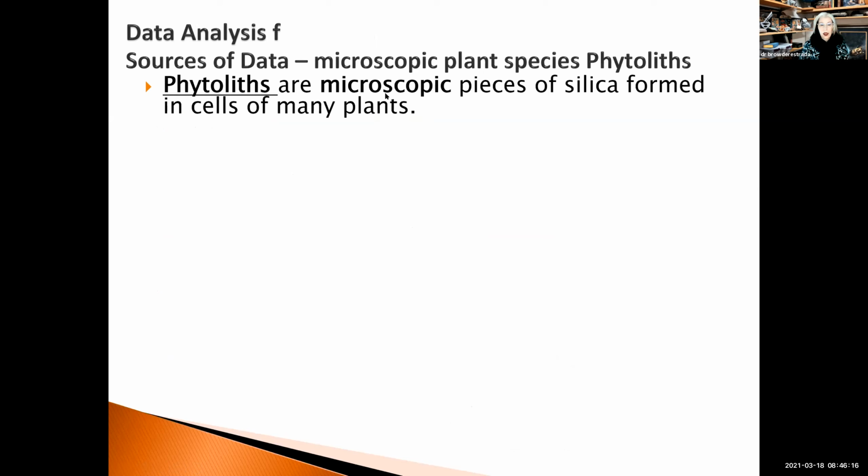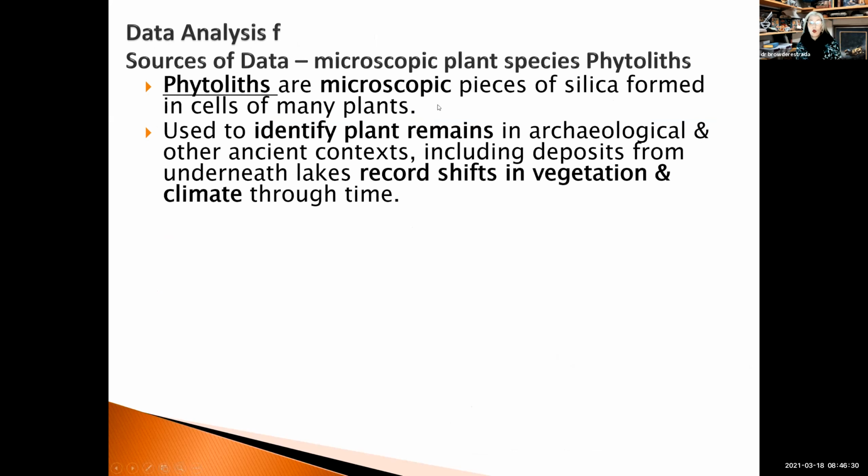Okay, so phytoliths, microscopic, right? So these are going to be micro data, pieces of silica. Silica is sand-like, that will be formed in the cells of many plants. What do we use phytoliths for? We use phytoliths to identify the species of plants. They will frequently give us information on shifts in vegetation or climate over time.